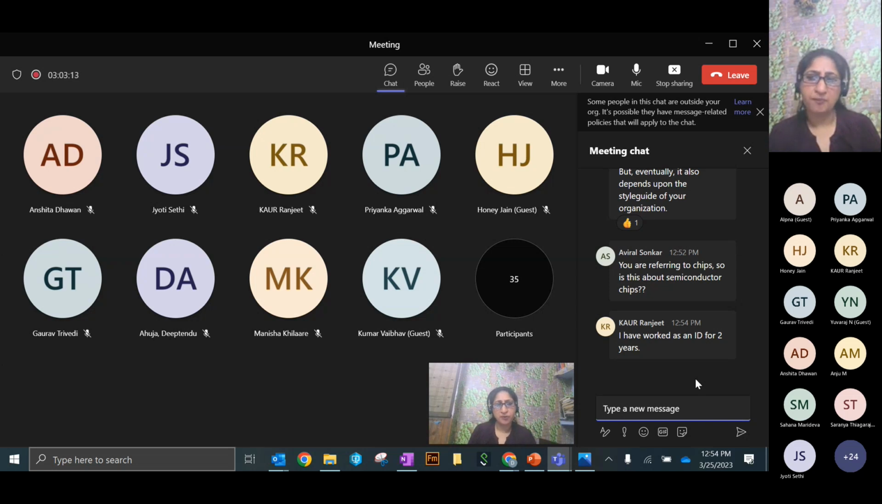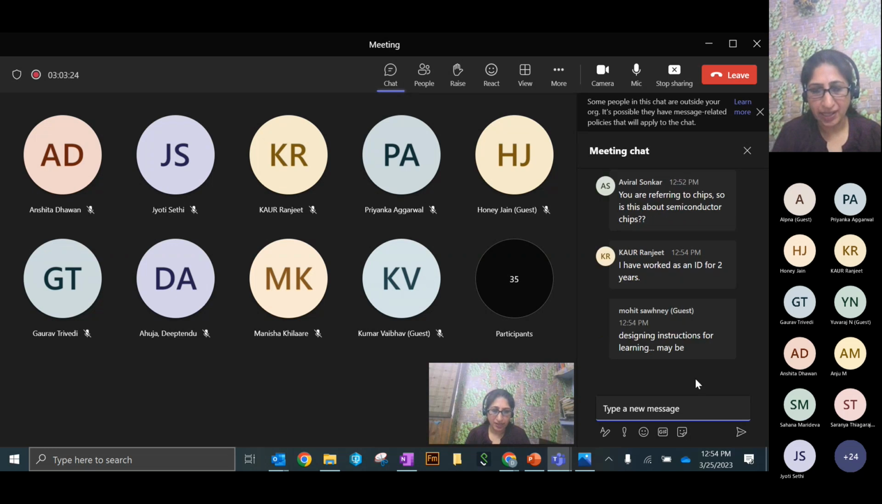In the simplest of forms, instructional design. Does it sound like rocket science? No, it doesn't. Okay, for e-learning, design, yes. What in e-learning? So what do you do with instructional design in e-learning? Yeah, Mohit says designing instructions for learning. Well, that is precisely what it is.